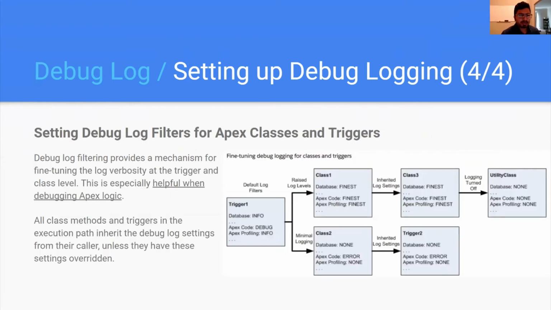So you can also set up, when we talked about classes and triggers, setting up debug logs. When you set up a debug log for a class, and then that class calls another class, like in this example, from class 1, it's calling class 3, then it inherits the level of debug information from its class. So if class 1 was finest, it will just take whatever it is there for the class which calls this class.